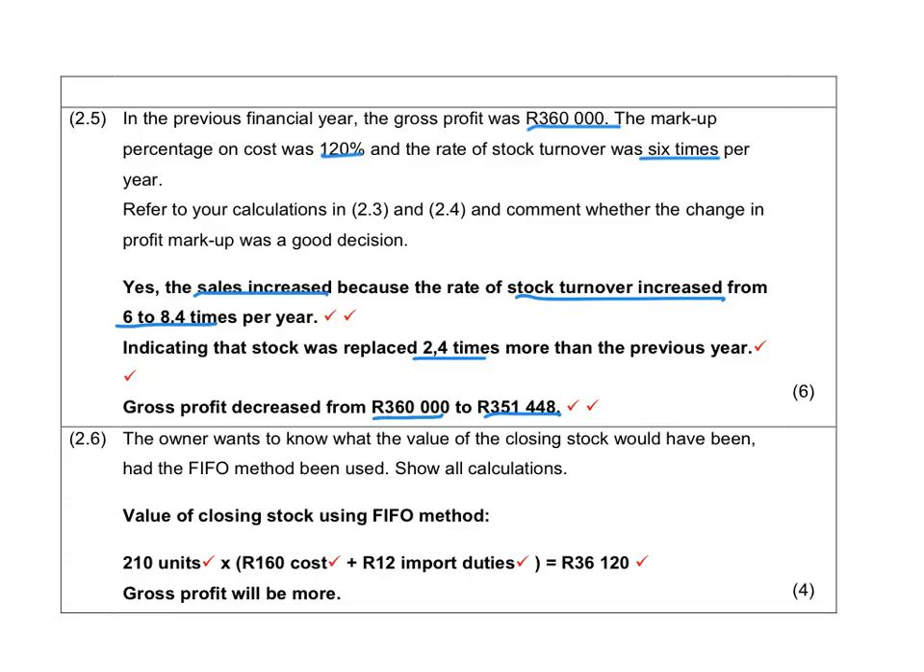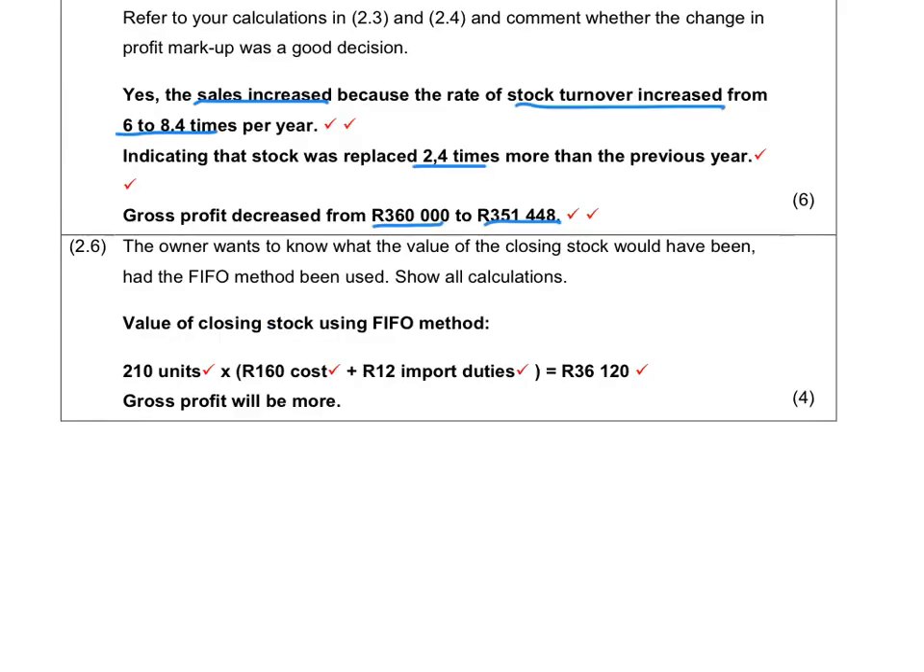It happens that you have to reduce your profit markup because competitors are selling the things at a lower cost, or that you have stock that you want to get rid of, and then you have to decrease the markup so that you will sell more stock, and if you increase your turnover, it will help you with your gross profit. The owner wants to know what the value of the closing stock would have been if the FIFO method had been used.